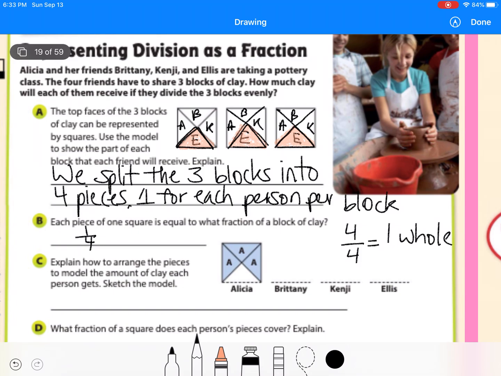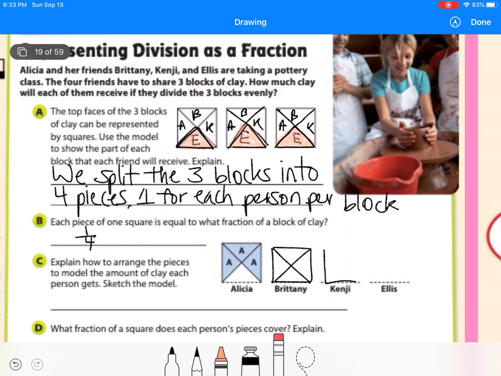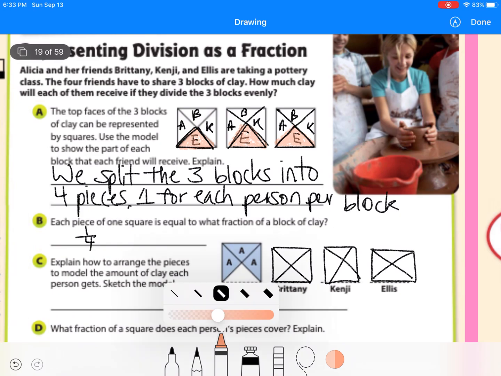Now, explain how to arrange the pieces to model the amount of clay each person gets. Sketch the model. That's easy. So Brittany gets 3 pieces. Kenji will get 3 pieces. And Ellis will get 3 pieces. And if you want to know why, I will show you.